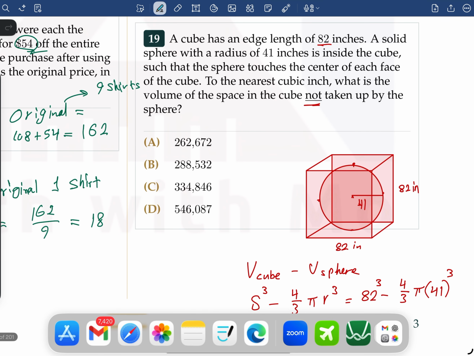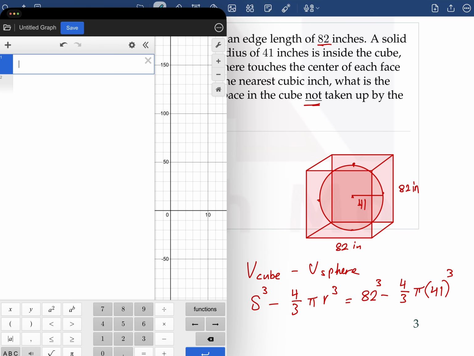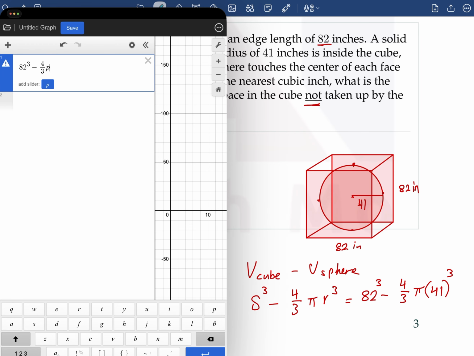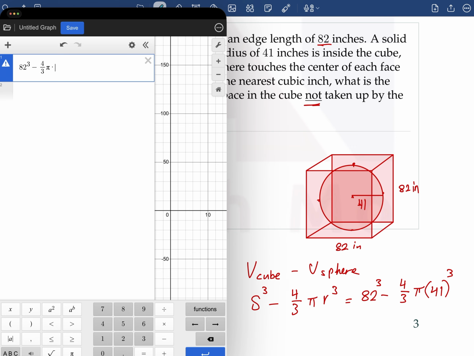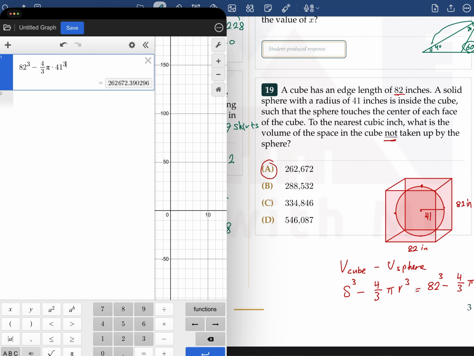And we can use Desmos or a regular calculator to find the answer. So 82 to the power of 3 minus 4 over 3 pi. You just write pi to get the letter pi, and then open the parentheses, or just write multiplied by 41 to the third power, and you get the answer, as you can see, 262,672, which is very close to letter A. And that's how to get the answer easily.